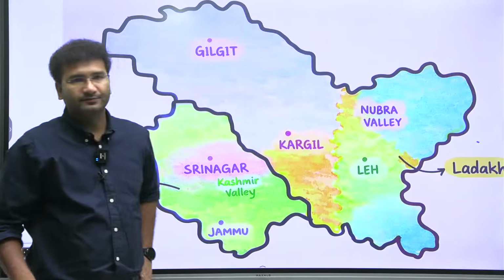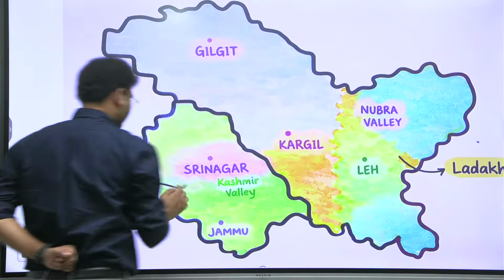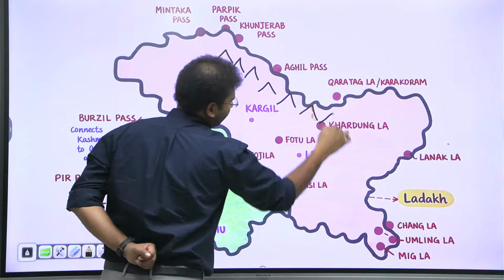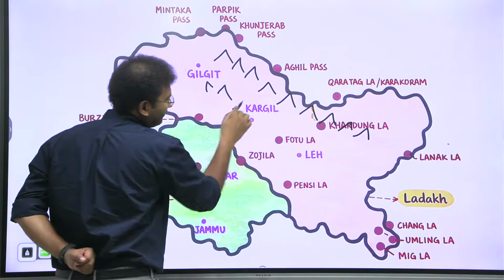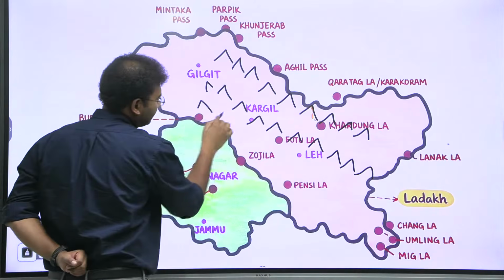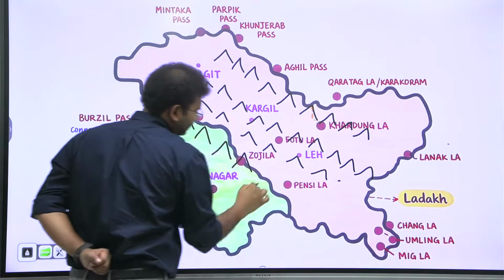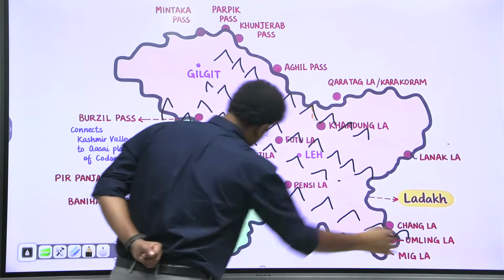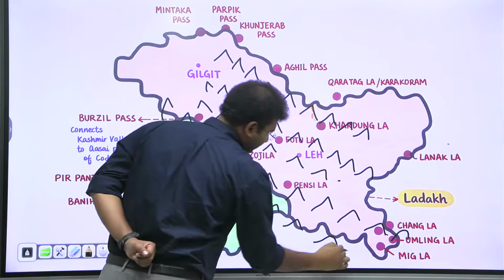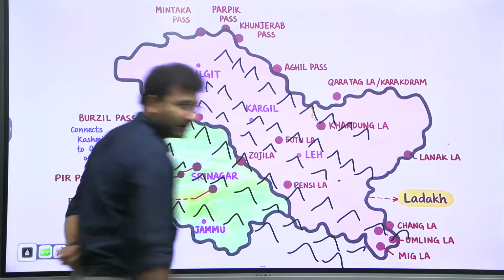Look at Kashmir. In the north, you have Karakoram range. This is Karakoram. Then you have Ladakh. Okay? Then you have Zanskar. Then you have Great Himalayas, Lesser Himalayas, right? And then Shivaliks, right?